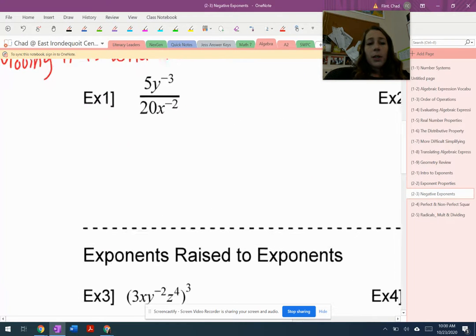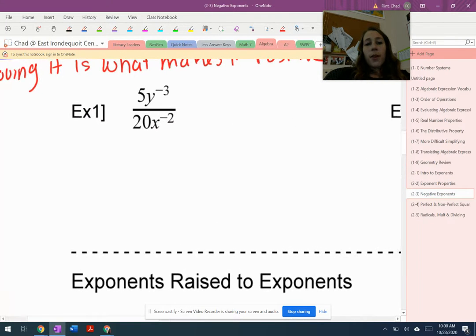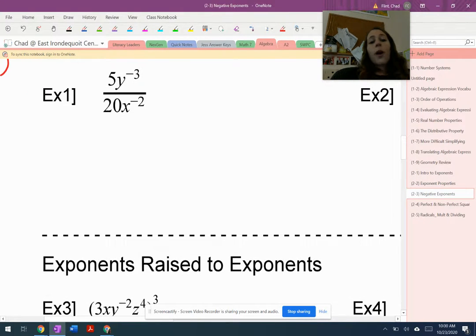Okay, so here we are looking at example 1 with our negative exponents. Our directions are to simplify, and we just learned last video that expressions are not simplified if they have negative exponents, so we need to deal with those. So here we go.